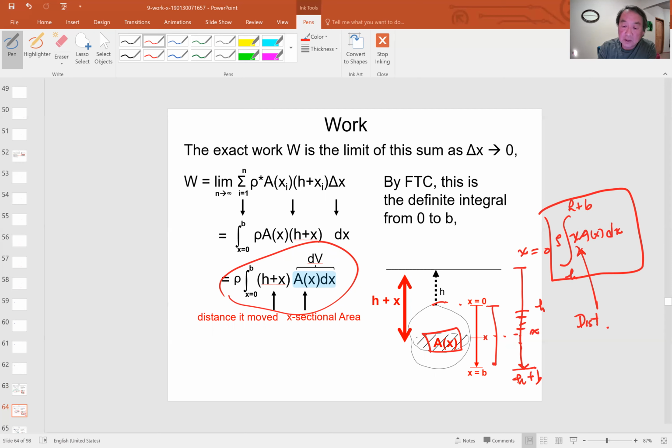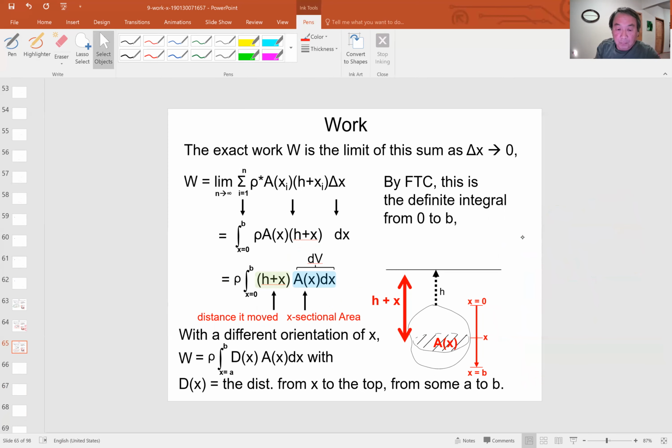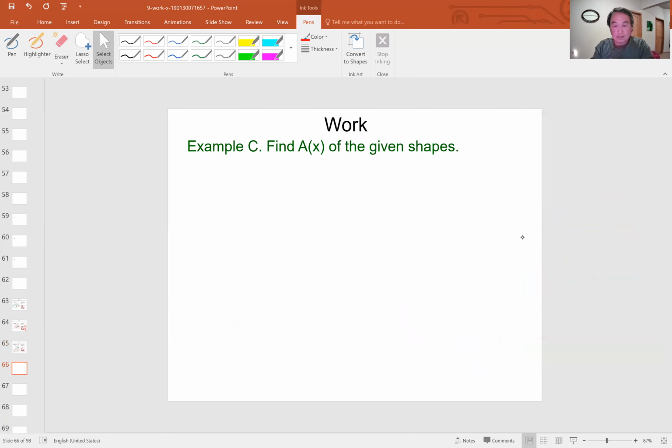If I were to set x equal to 0 on top, again, how this formula works depends on where you measure your tape measure from: all the way from the top, or from the top of the solid, or maybe from the bottom up. They all work. So in general, this is the formula. We're going to do two different cases.